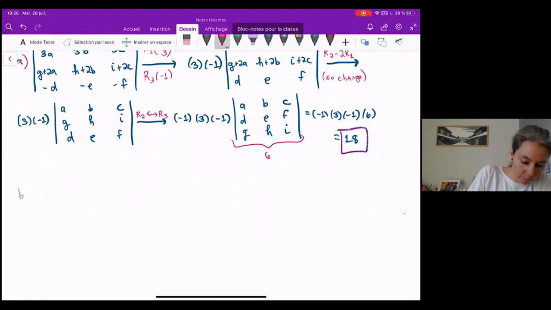Okay, B here. So my B is A plus 3D, B plus 3E, C plus 3F. Actually, I'm going to do this column by column so that I have space here.